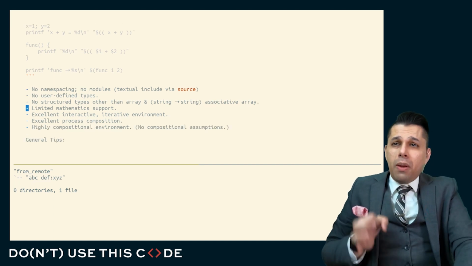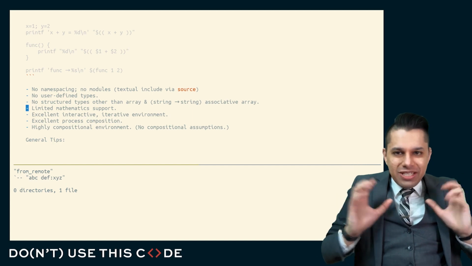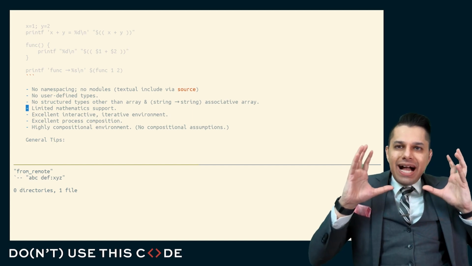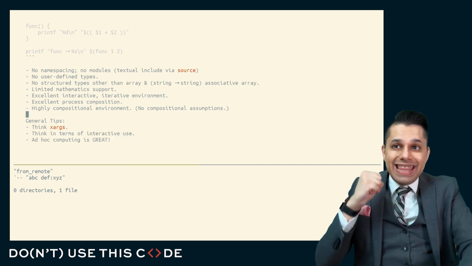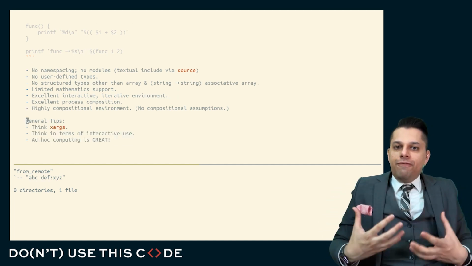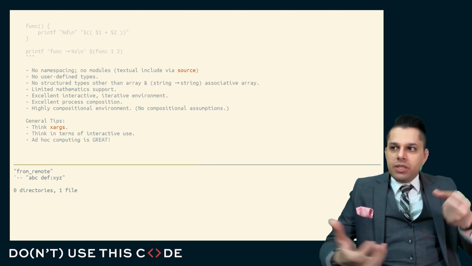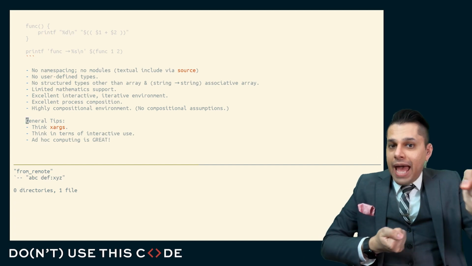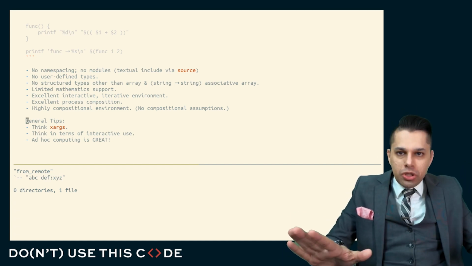Limited mathematical support, but excellent interactive use, excellent iteration environment, excellent process composition, and it is a highly compositional environment with no compositional assumptions. This is why our shell is not typed. Because if you had to type it, what type system do you use? Do you use the Python type system, the C++ type system, the Java type system, the Haskell type system, the Lisp type system? The shell makes no compositional assumption.